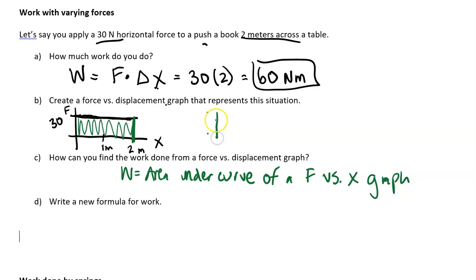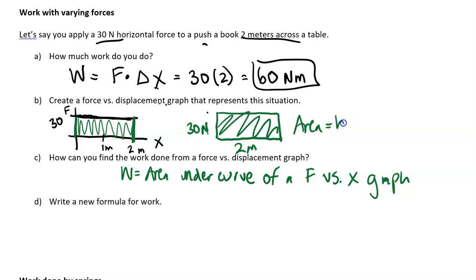So we know that this side right here, the left-hand side, is going to be 30 newtons. We know that the base is 2 meters. And if we want to find the area, we just multiply base times height, which is the base 2 meters, the height 30 newtons, so we are left with 60 newton meters. And again, I always use the units to help me out with this. So work is the area under force versus position graph.